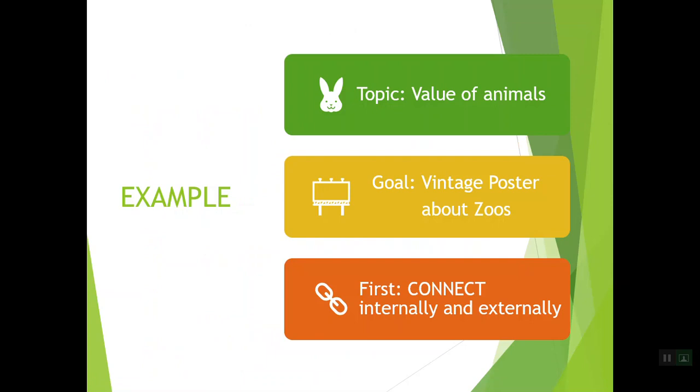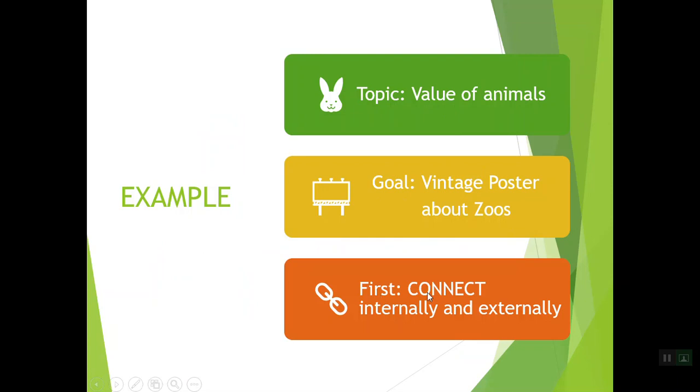So I'm going to give you an example. So let's go back. What are we doing? We're creating a vintage poster, okay? That's our goal. So this example is a topic of, let's say that my topic that I chose was the value of animals. Animals mean a lot to me. I think they're special, and I love that they have a place in this world. So let's say my goal is to make a vintage poster about zoos.